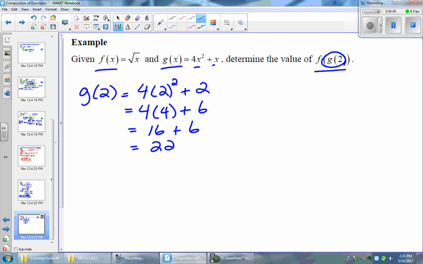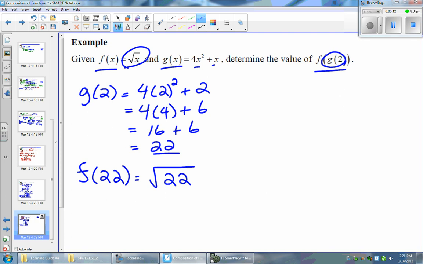Now that's g of 2, but we want f of g of 2. So you're going to take that 22 and you're going to put it inside of the f function. So f of 22. All right. So if we take a look here, our f function is represented by that expression, the square root of x. So this is going to be the square root of 22. Okay, so that is the final answer.